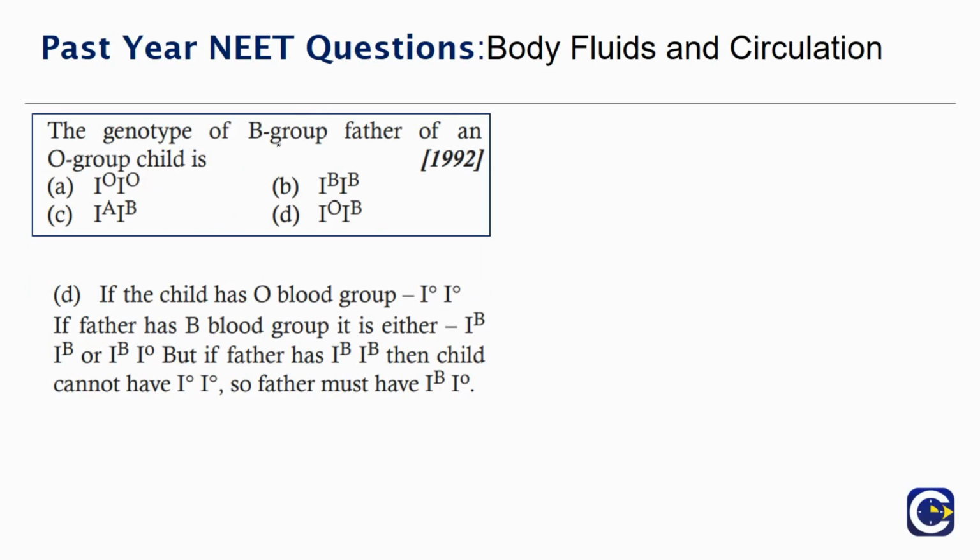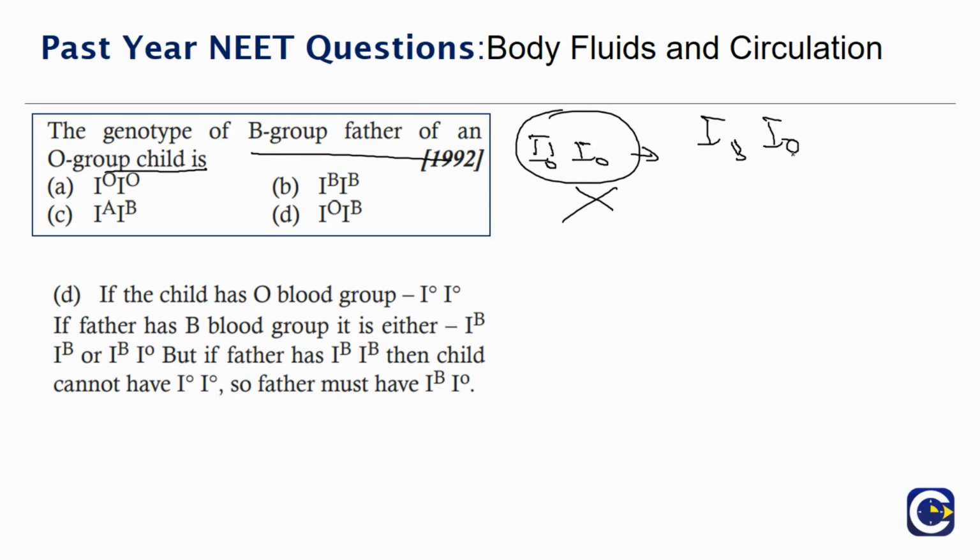Genotype of a B group father of an O group child. So we know if a child has O group, he has IO IO only. So if the father has blood group B, he cannot be homozygous. If he is homozygous, this blood group will not be possible. So he has to be heterozygous. So we have to search for IB IO. So this is possible.